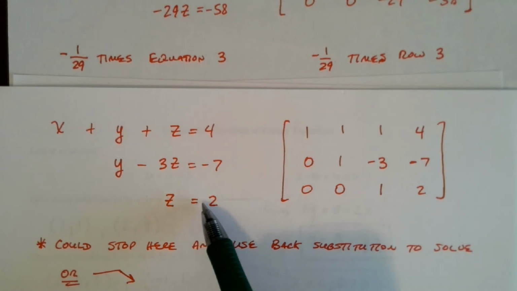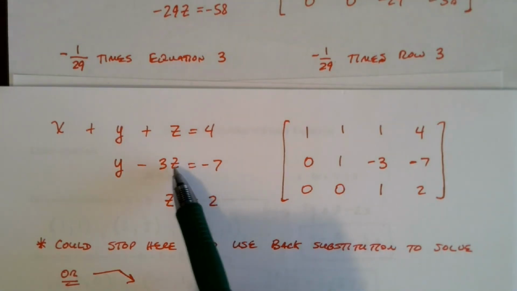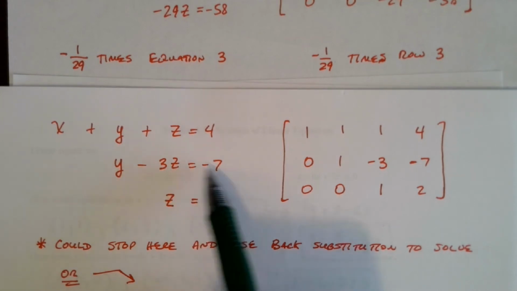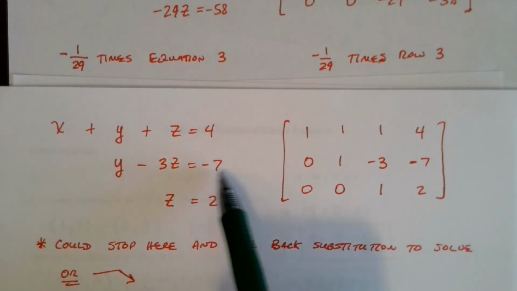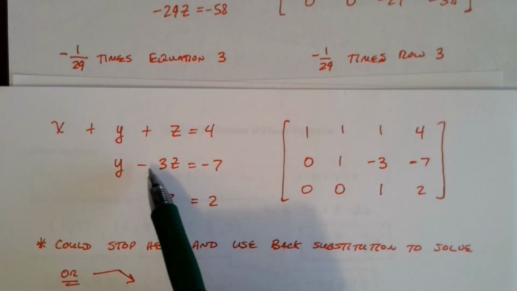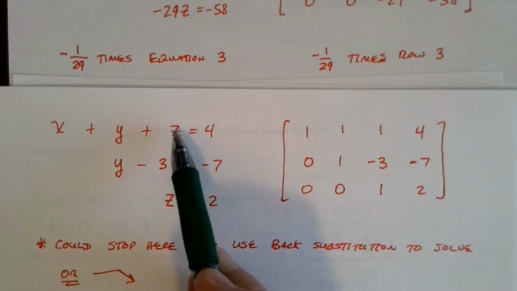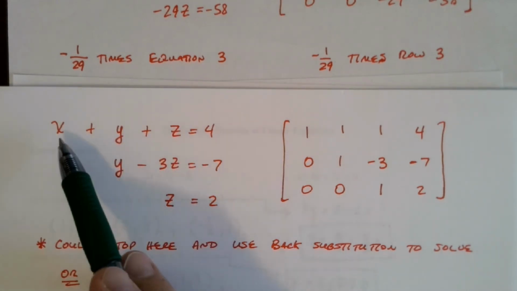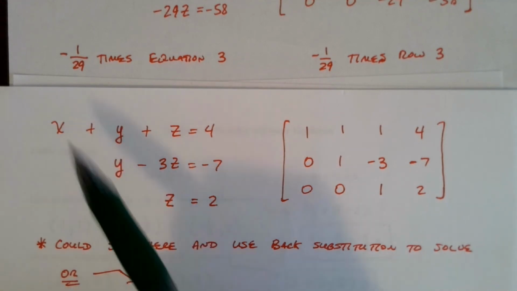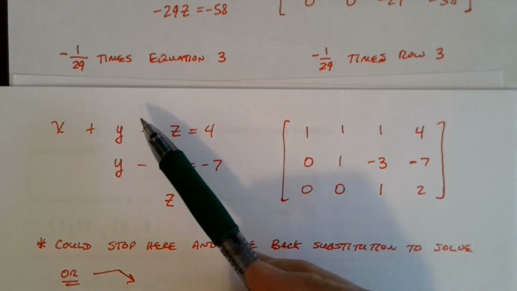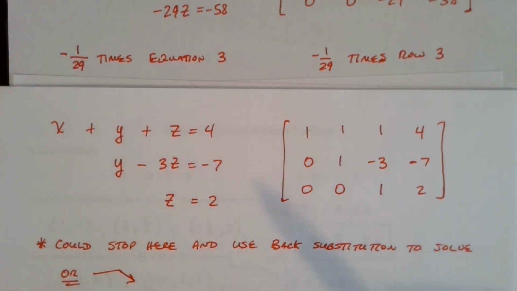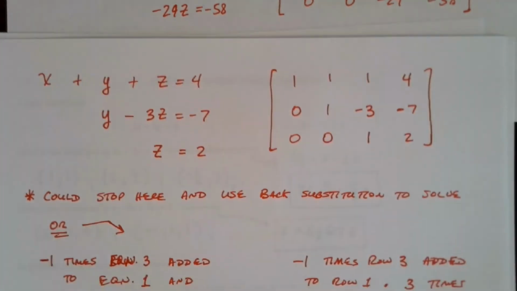So what is y? Well, if I replace z with 2 here, y minus 3 times 2, y minus 6 is negative 7. I can add 6 and I can solve for y. Once I get y and z, I can plug y and z up in this first equation, and I can then solve for x. You see how that works? Back substitution. Start from the bottom up, so to speak. It's called back substitution.